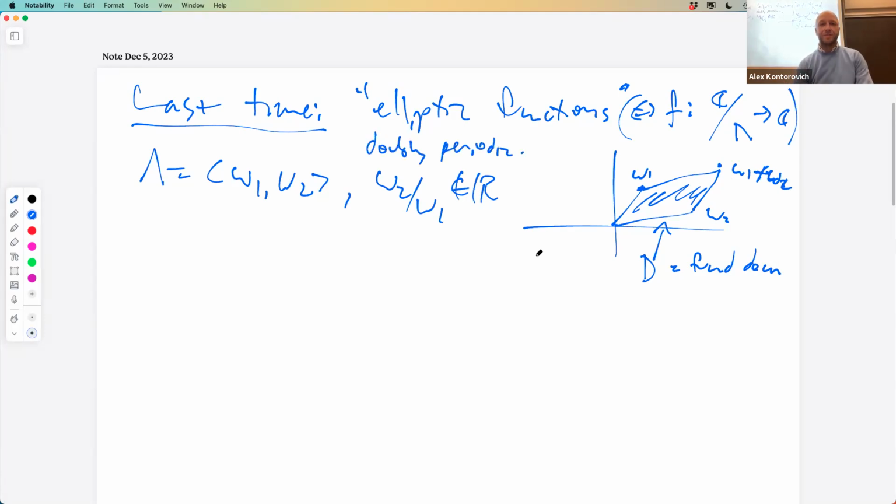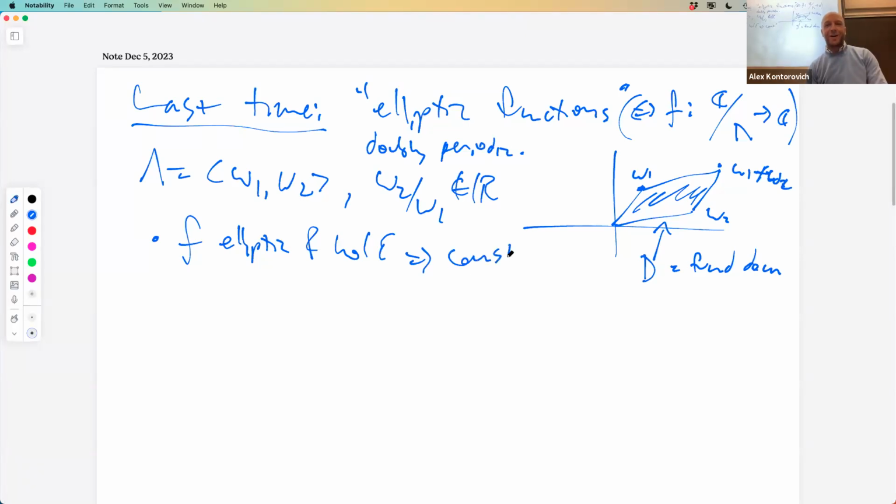We proved two theorems. We proved that if f is elliptic and holomorphic, then it's constant. There aren't very many interesting elliptic and holomorphic functions. So if we're thinking about these, they have to be meromorphic. We have to allow for some poles. And then we learned how to construct such.